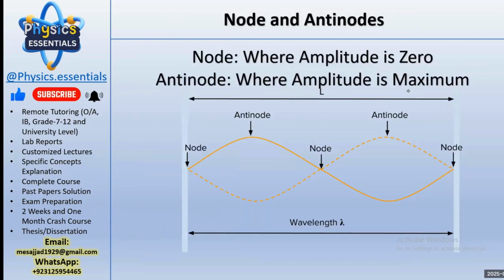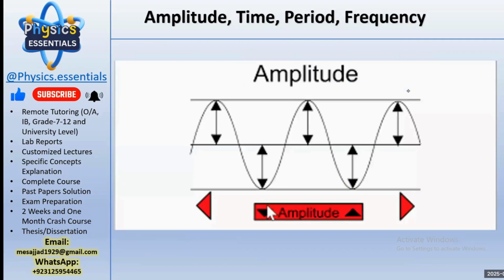So the points where the amplitude or where the distance of the particles from mean position is zero, we call them as nodes. And the point where they have the maximum vibration, we call them as antinode. Nodes are those points where the amplitude or the vibration of the particles is zero. Okay. And the points where you have the maximum vibration, you call them as an amplitude. Sorry, antinode. And the points where the amplitude is maximum are antinodes.